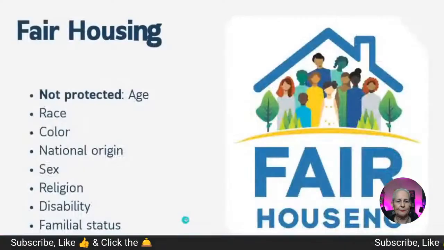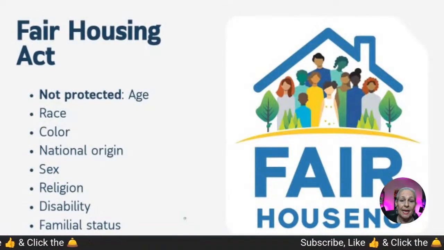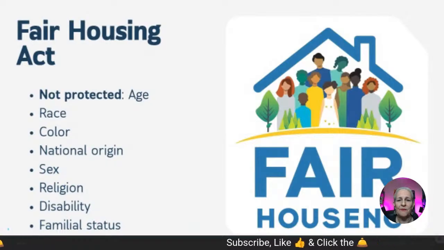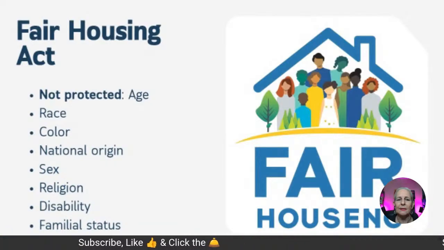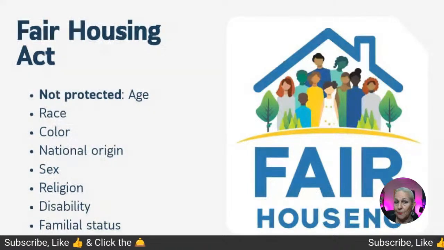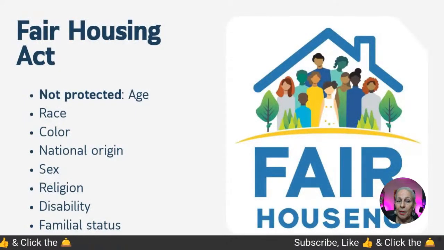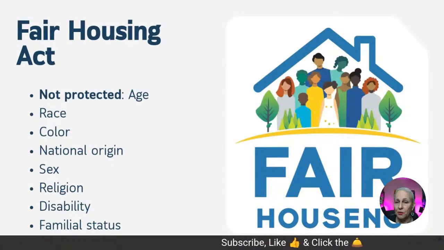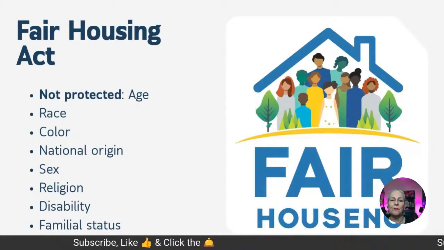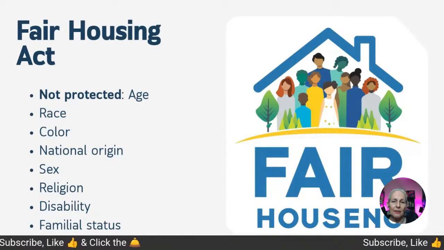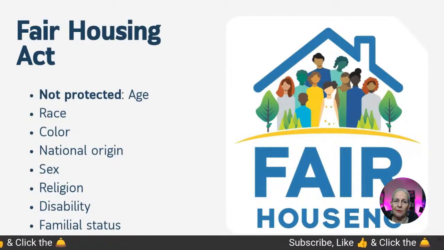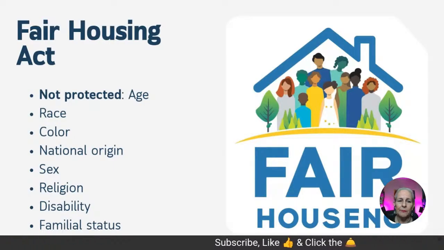So RESPA, Fair Housing Act. We've got to be fair to everyone. What's not included is age. So age is not protected. However, race, color, national origin, sex, religion, disability, and familial status are protected under the Fair Housing Act. Remember those. There are 7.